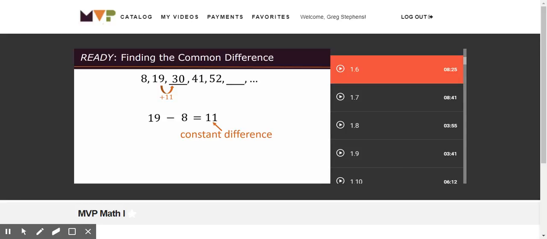You can check your thinking by adding 11 to 30 to get the next term. The answer is 41. Likewise, 41 plus 11 equals 52. The next number will be 52 plus 11, or 63.